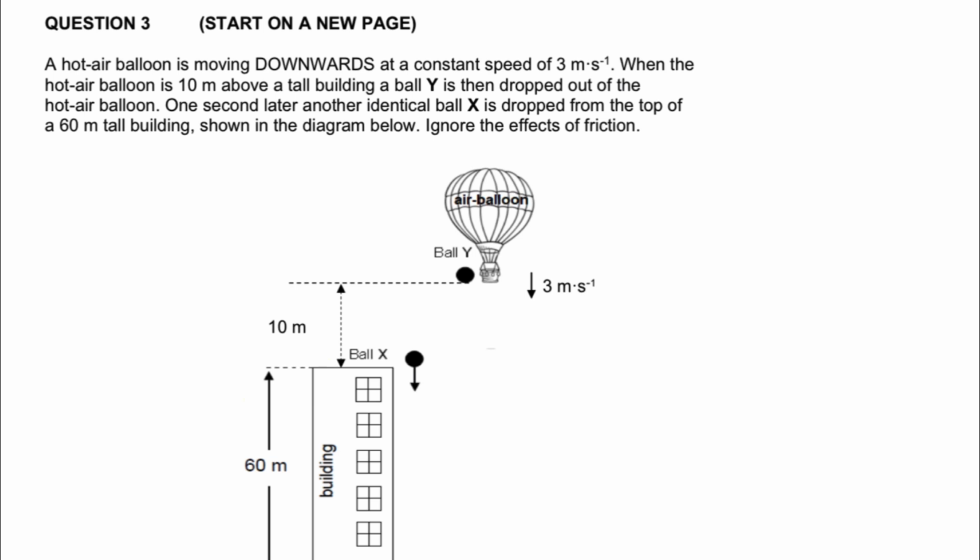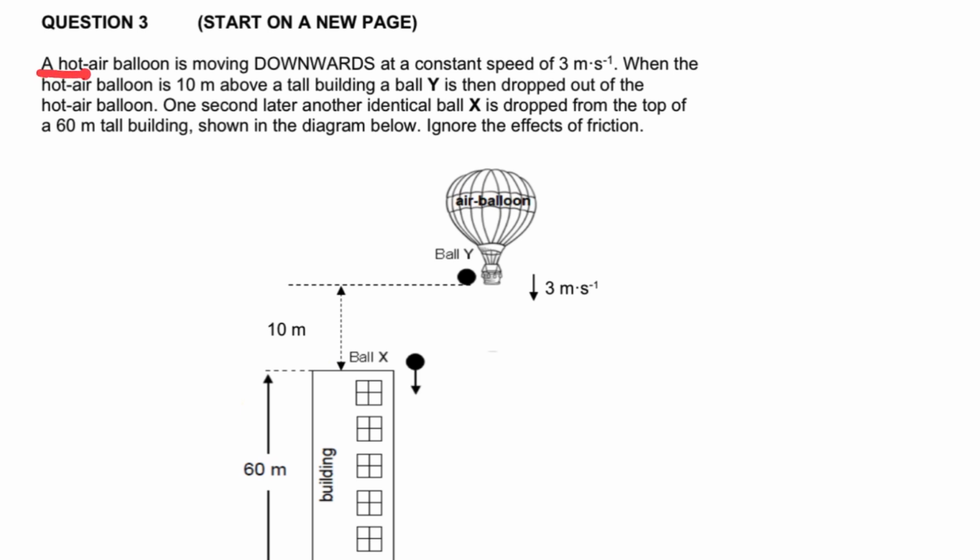Today I'm going to look at vertical projectile motion with the hot air balloon, specifically the two balls, which is one of the complex questions, but I'm going to try to make it as simple as possible. A hot air balloon is moving downwards at a constant speed of 3 meters per second.